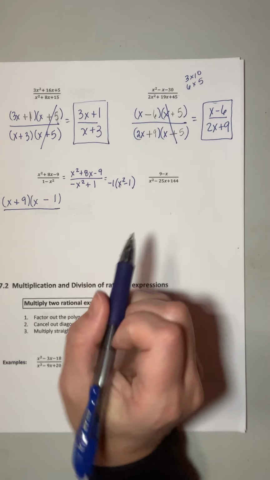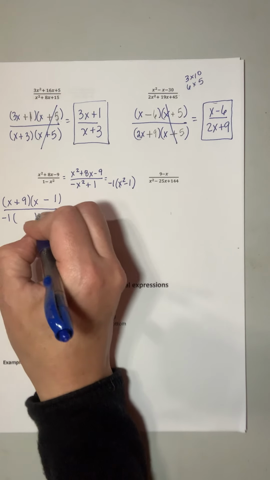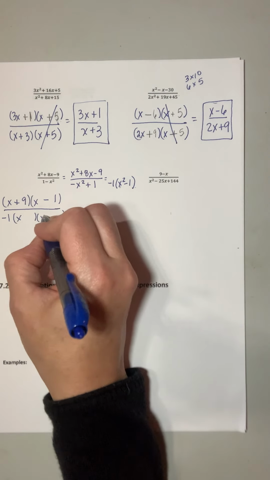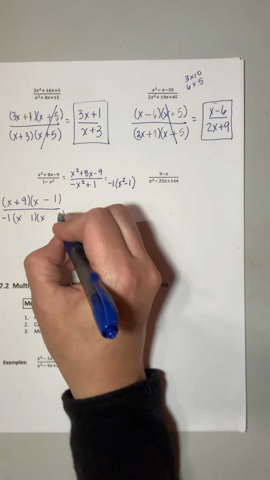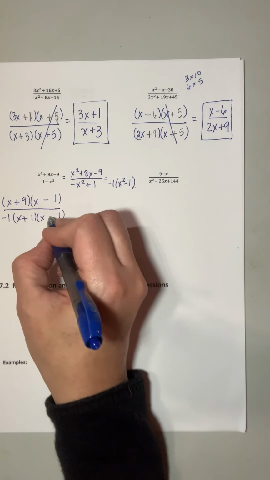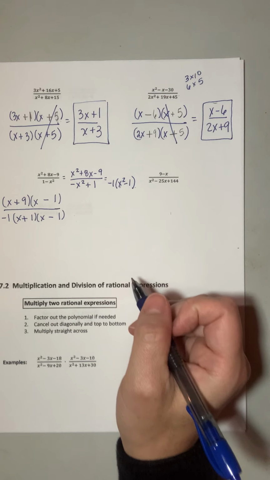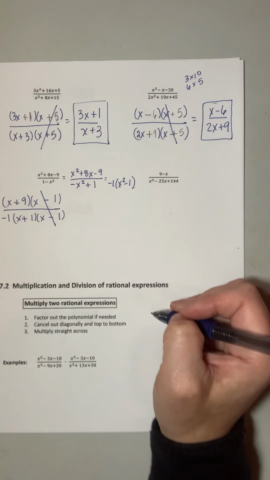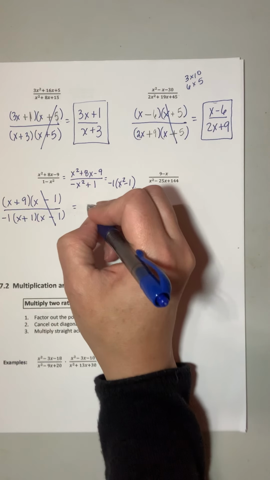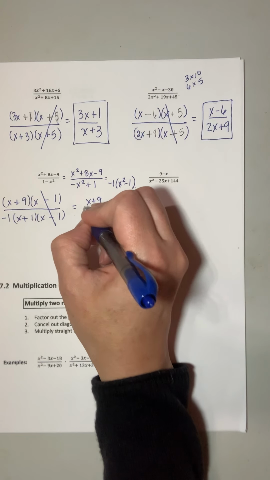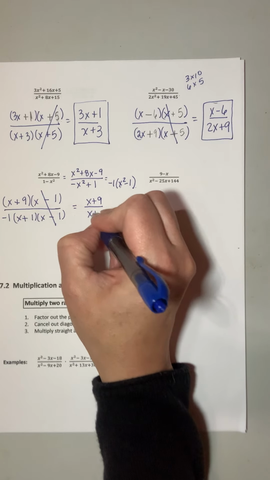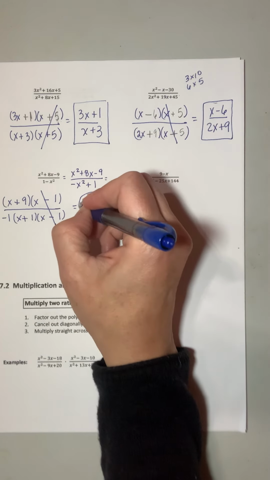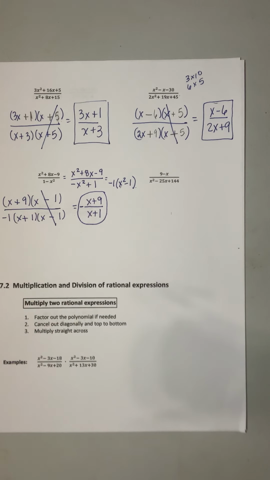But you can factor this because it's a difference of squares. x times x, and then 1 times 1 is 1. If 1 is positive and 1 is negative, the middle one cancels out. So those two are in common. So your final answer is x plus 9 over x plus 1. And because that's a negative 1, the whole thing is negative.